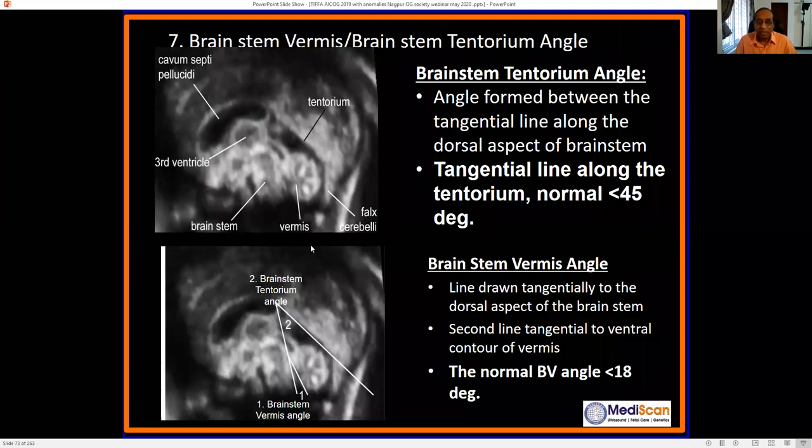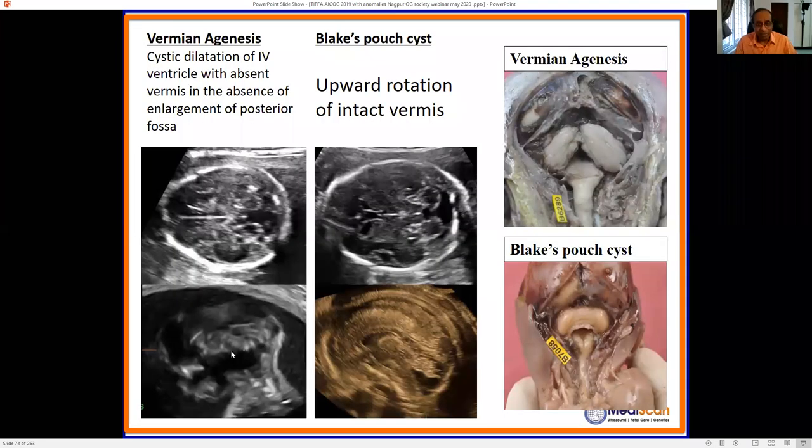Similarly, getting a mid-sagittal view of the vermis, we can get what is known as the brainstem tentorium angle and the brainstem vermis angle to differentiate between Dandy Walker malformation and Blake's pouch cyst. So there are several methods of differentiating between Dandy Walker malformation and Blake's pouch cyst. So this is the plane which you need to get. As you see, the vermis is pushed up, whereas here you are hardly able to see the vermis in this case.